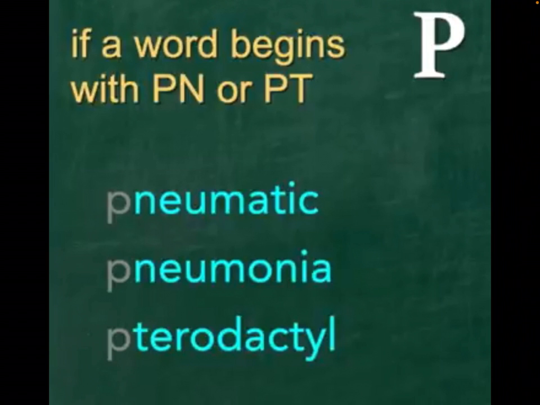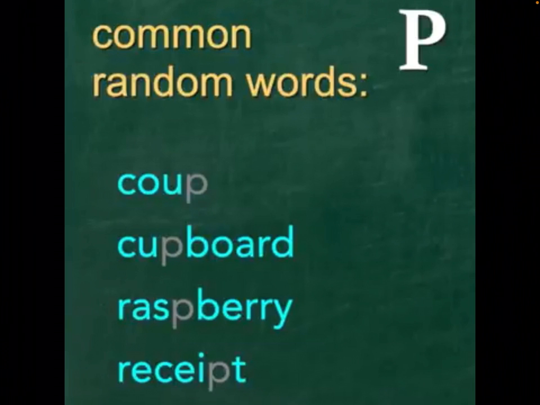There are also a few random words with silent P. For example, coup, cupboard, raspberry, and receipt. If you notice, I did not pronounce the P in any of these words, and these are just random words. These are more common words that we use and you know.